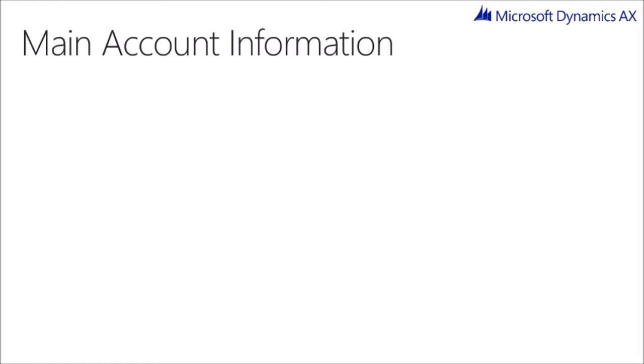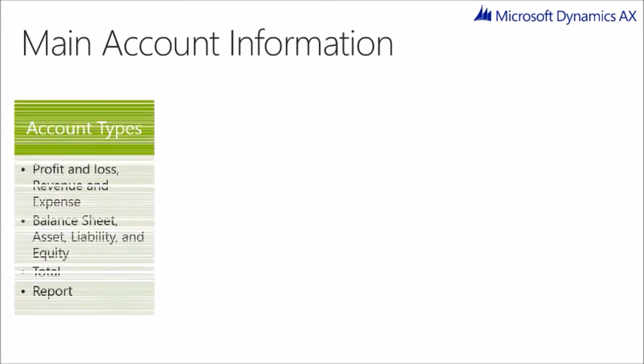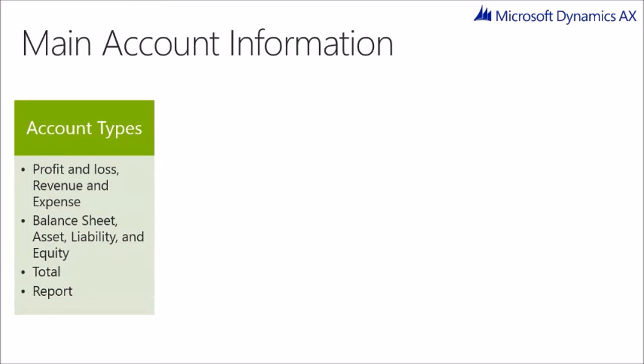After the main account's header information is established, you can click the General FastTab on the main account details form to enter the detailed information about that main account. The first level of detail consists of selecting a main account type. You can choose from profit and loss, revenue, and expense. These are used as posting accounts.